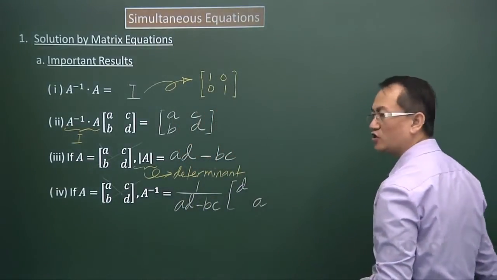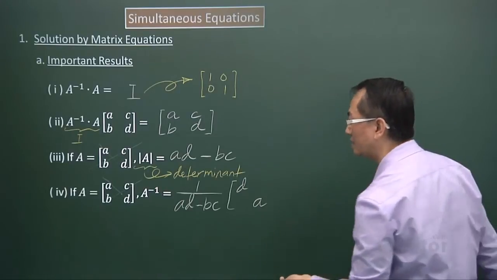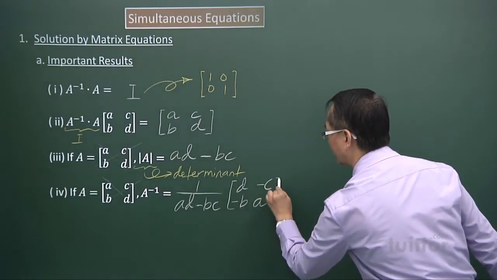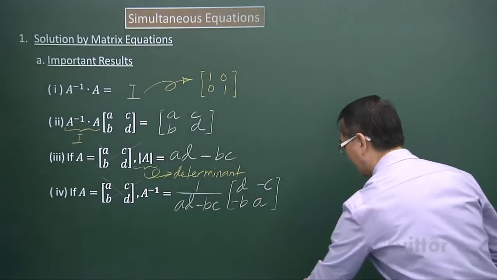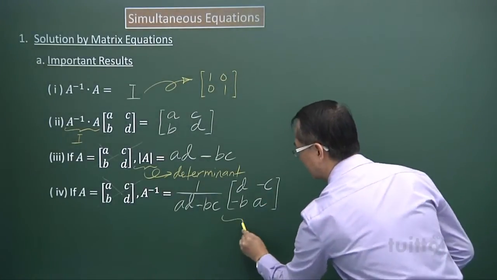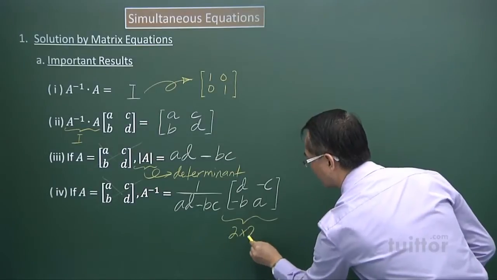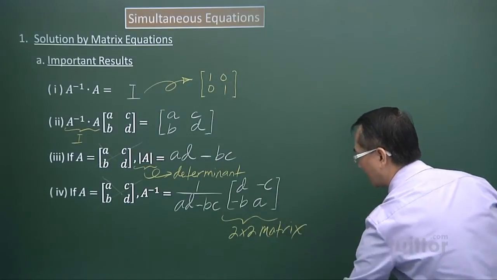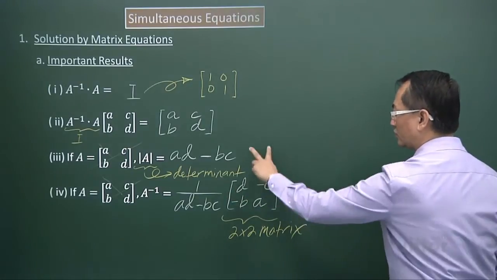Next, in the receding diagonal, I have B and C. I will change the sign of these two elements. So I have negative B, negative C. And this is still a 2 by 2 matrix, 2 rows and 2 columns.